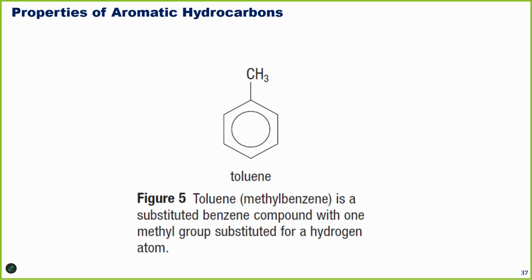Since the discovery that benzene is carcinogenic, other chemicals have replaced benzene in the workplace. One replacement compound is methylbenzene, commonly known as toluene, with the chemical formula C6H5CH3, which is shown here in figure 5.